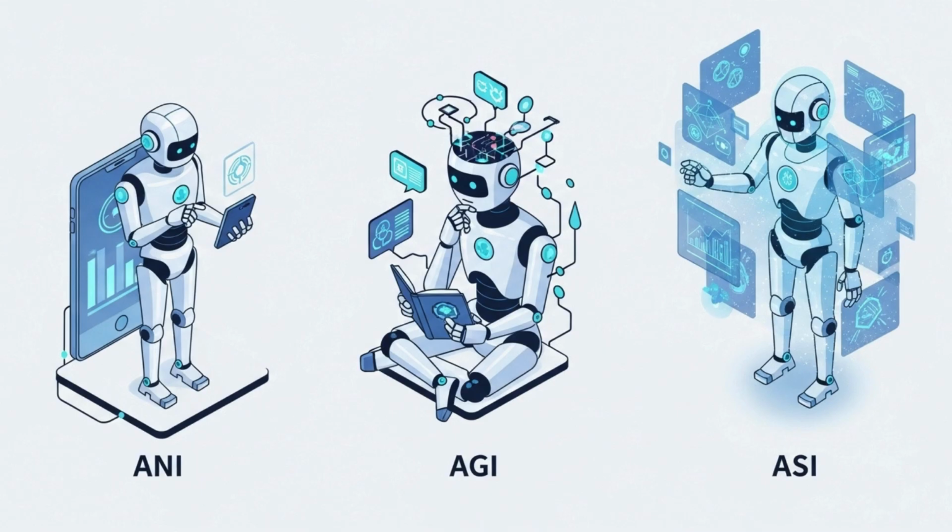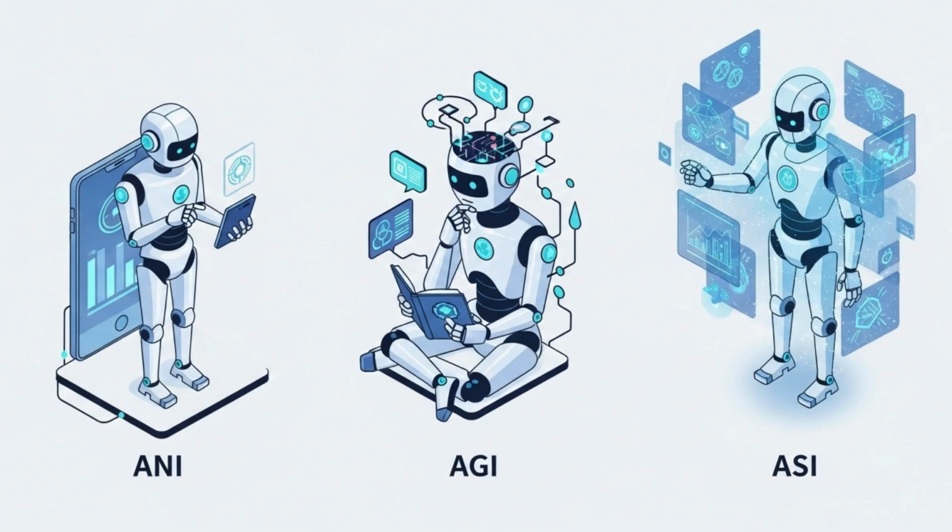Next is artificial general intelligence, or AGI, sometimes called strong AI. AGI would possess human-level cognitive abilities across a wide range of tasks, capable of learning, understanding, and applying intelligence to any intellectual task a human can. This remains a theoretical concept and a long-term goal for many researchers.